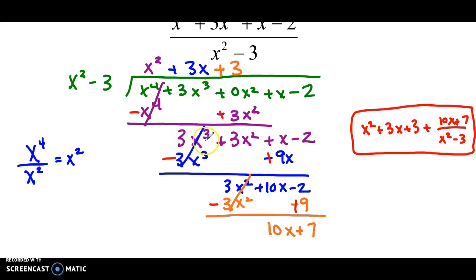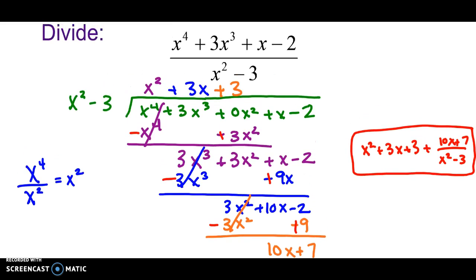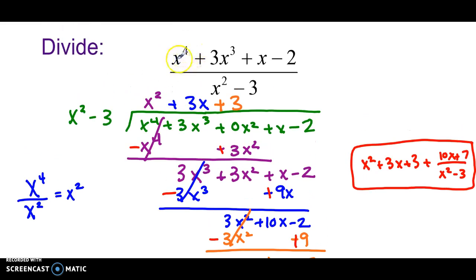Next term I would have is 3x cubed, same concept, and I'm going to do that all the way through here. So I would suggest, again, if you didn't get this right, really spend time looking at my work, especially pay attention to signs. But here was my final answer. I got x squared plus 3x plus 3 plus a remainder of 10x plus 7 over x squared minus 3. Just one thing to think about is I know that my original problem was an x to the fourth, and if I did multiply this x squared by this x squared, I would get an x to the fourth power answer. So just something to think about.